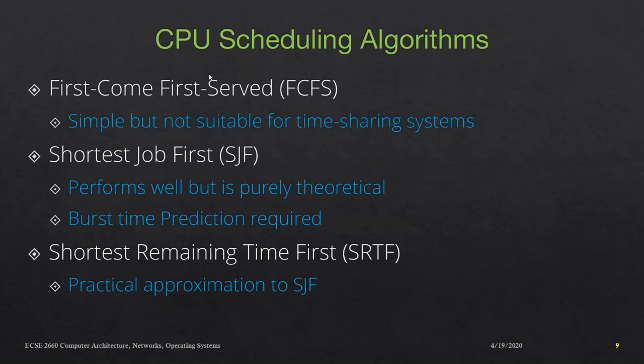In this part, we will talk about CPU scheduling algorithms. The algorithms we will look at are first come first serve, shortest job first, and shortest remaining time first algorithms.